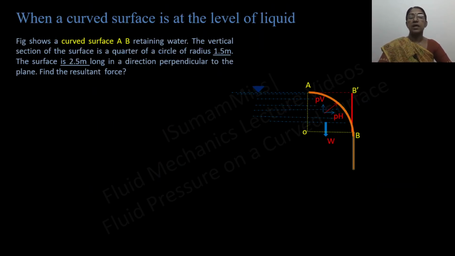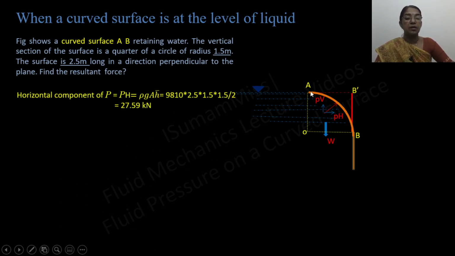The next type of problem we have to face is the curved surface which is coinciding with the level of the liquid. So here the curved surface AB retains water. The vertical section of the surface is a quarter of a circle having radius 1.5 meter, and this surface is 2.5 meter long. As we discussed earlier, the horizontal component of the pressure force is calculated by projecting this curved surface over a vertical plane and multiplying the area of the plane by the pressure through the centroid of this area. So here BB dash is the projected area.